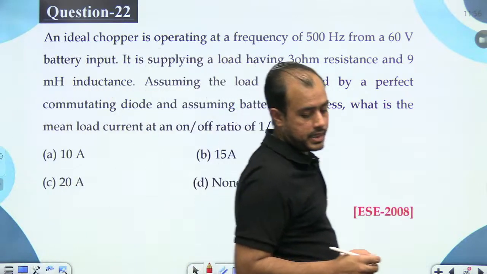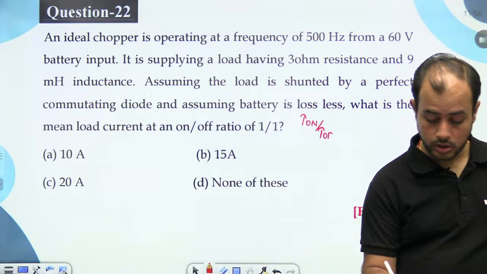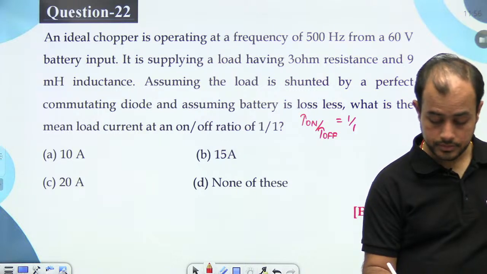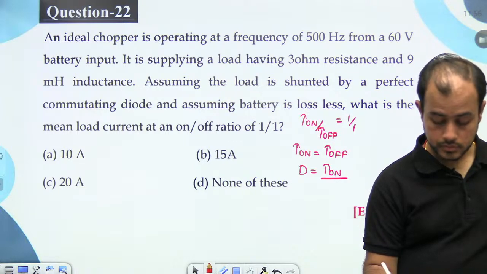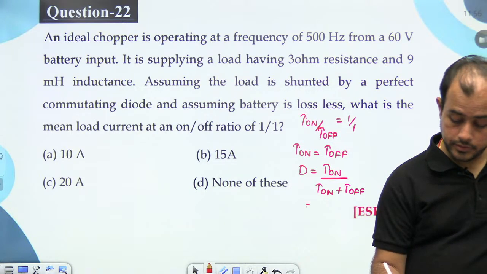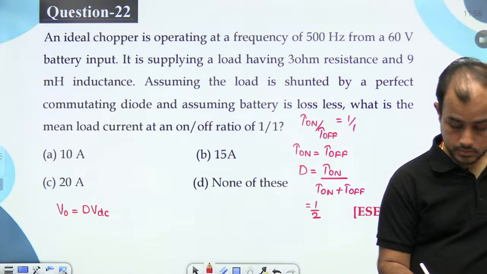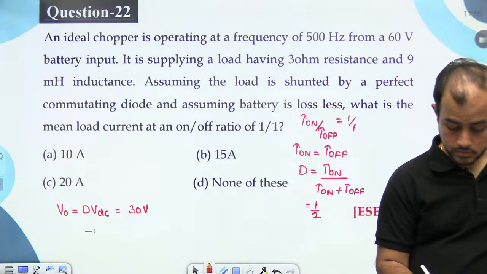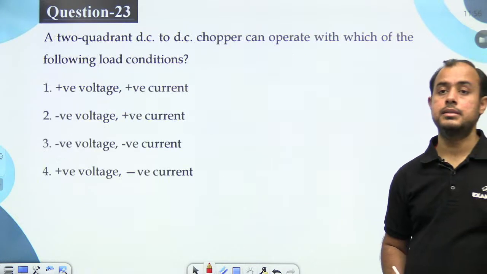What is the answer? 10 ampere. So T on by T off is 1:1. So this will be 1/2. Ten ampere. Very good. A 10 ampere.